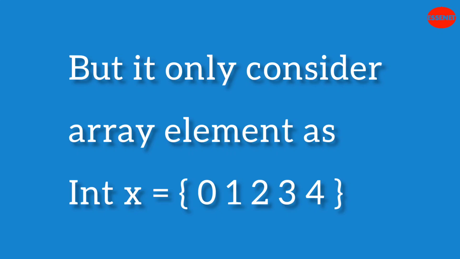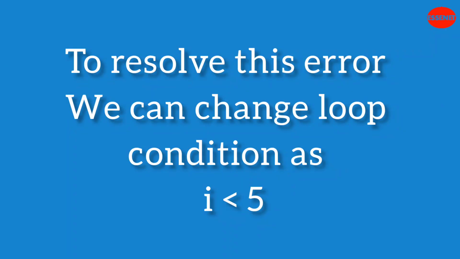To resolve this error, we need to make sure that the index value is within the bounds of the array. We can fix the error by changing the loop condition to i less than 5, like this. Now the loop only iterates 5 times, which is the number of elements in the array.